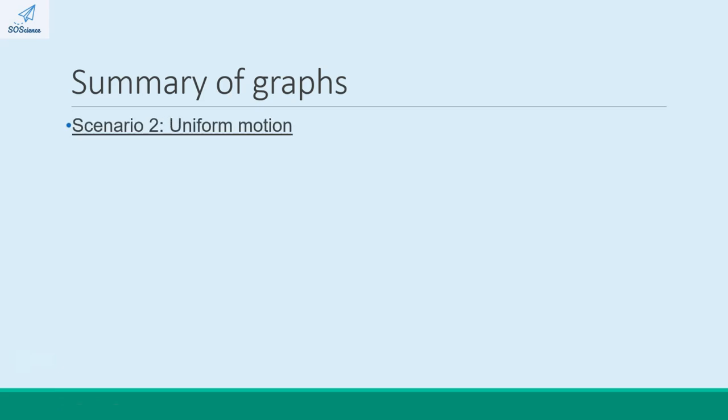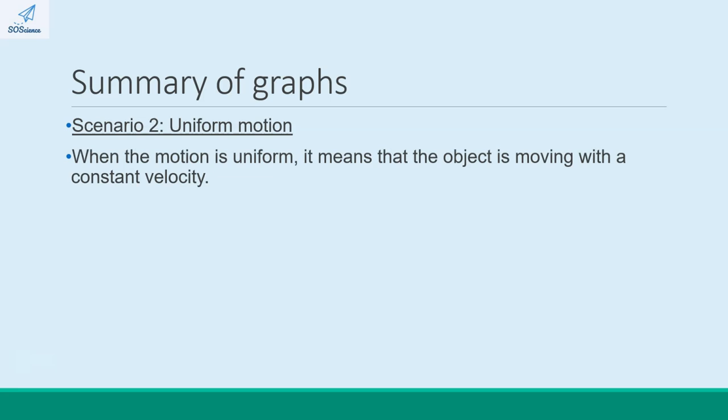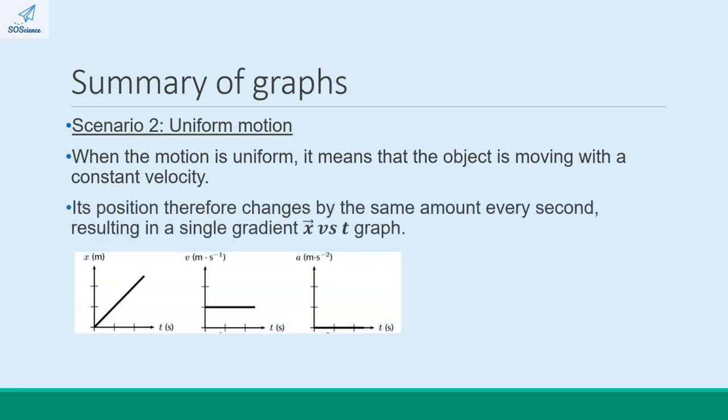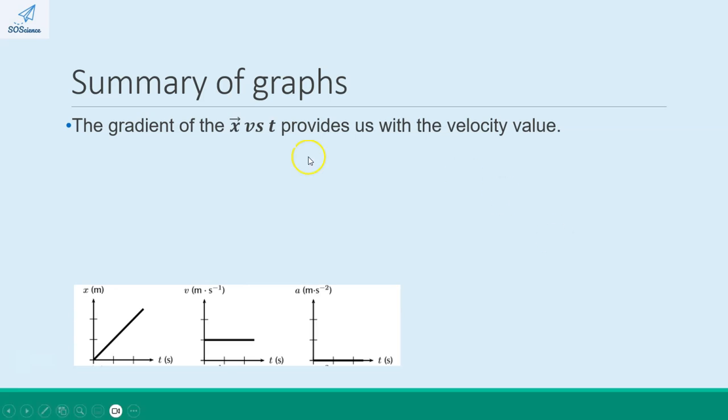Scenario 2 is uniform motion. When the motion is uniform, we mean that the object is moving at a constant velocity. Its position, therefore, changes by the same amount every second. So we have a single gradient, straight line, x versus t graph, which represents that the position changes by the same amount at every time interval. Now, if we had to calculate the gradient of the x versus t graph, we would get the value for velocity.